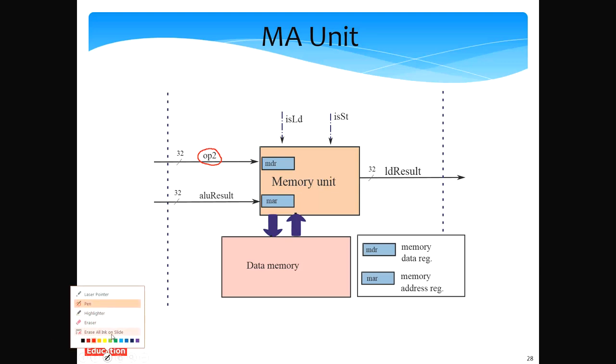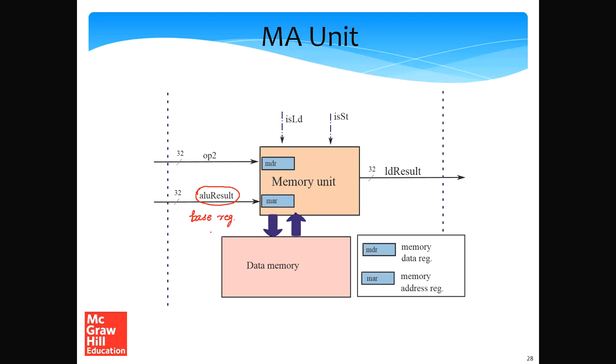Let me erase the ink on this slide. In the case of a load, what we need is the address. The address is computed by the ALU, and the address is the contents of the base register plus the offset, which is specified in the immediate. This is computed inside the ALU, and it comes in and is stored inside a small sub-register called the MAR, the memory address register. So this is the address in the case of a load.